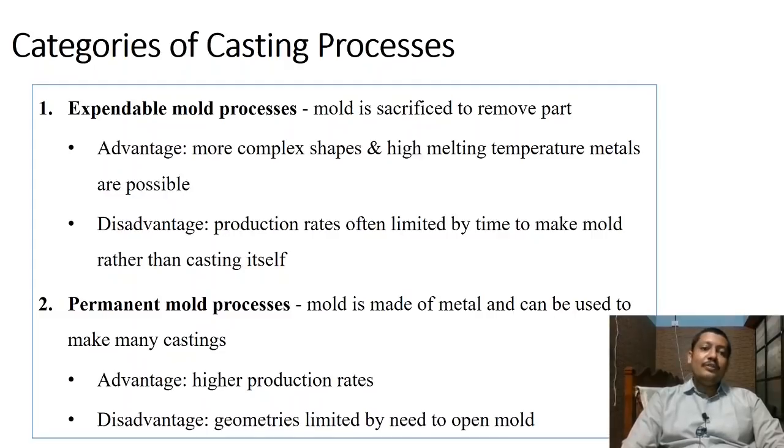So here, if you are going for a mass production, you can go for permanent mold process. And also you can see the disadvantage is that geometry is limited by need to open mold. So all the geometries are not possible in permanent mold, as well as all the materials are not possible to make the casting by using this permanent mold process.